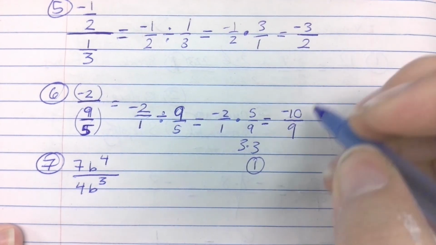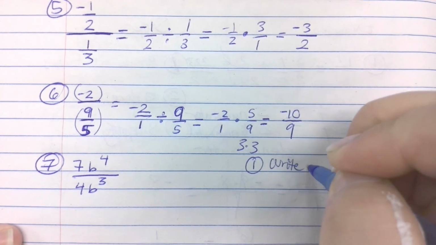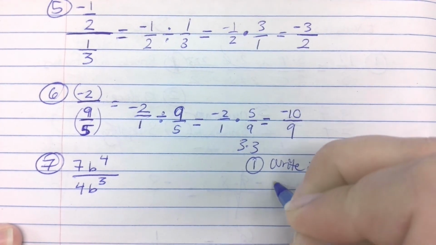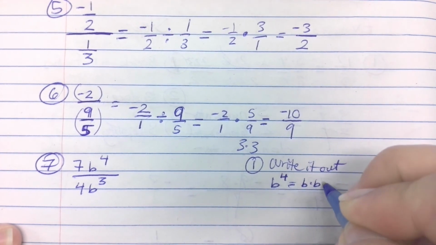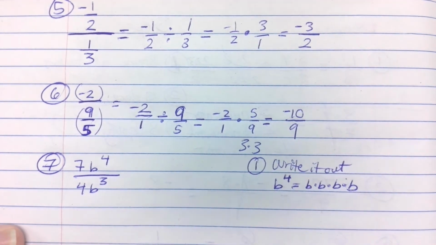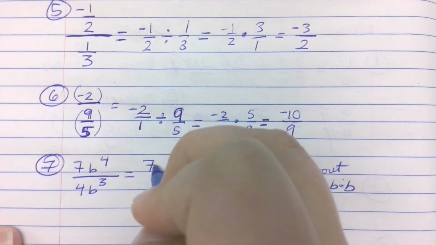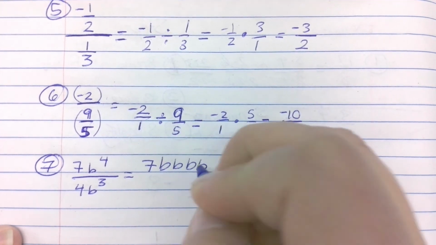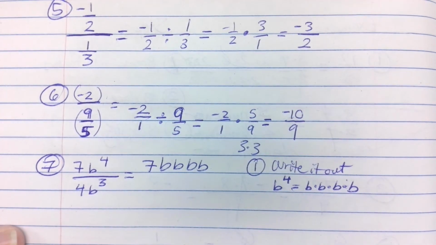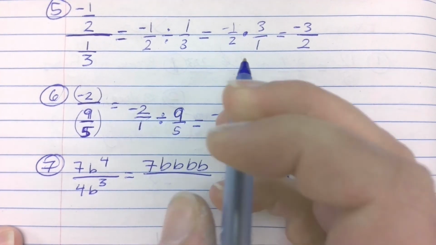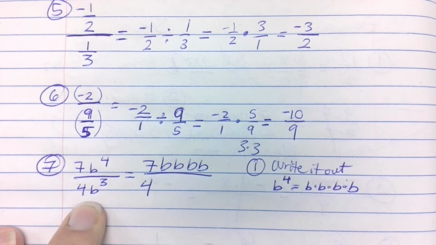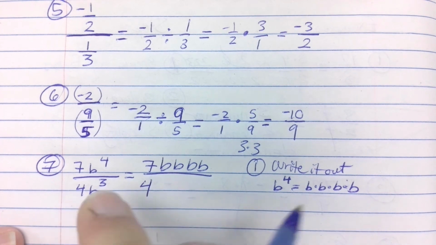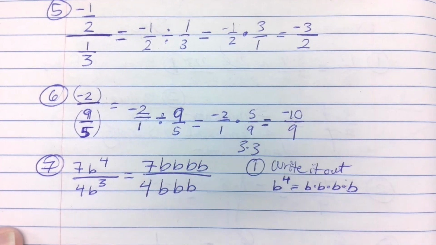Step 1, write it out. So remember, the power is how many times you're going to write it. So I've got 7, and then 1, 2, 3, 4 b's. And then how many b's am I going to write? 3. 1, 2, 3.